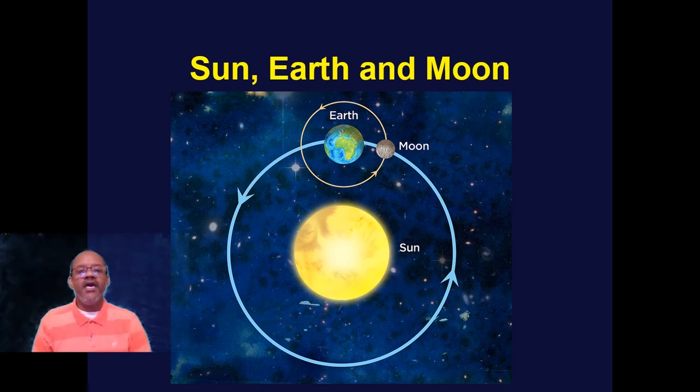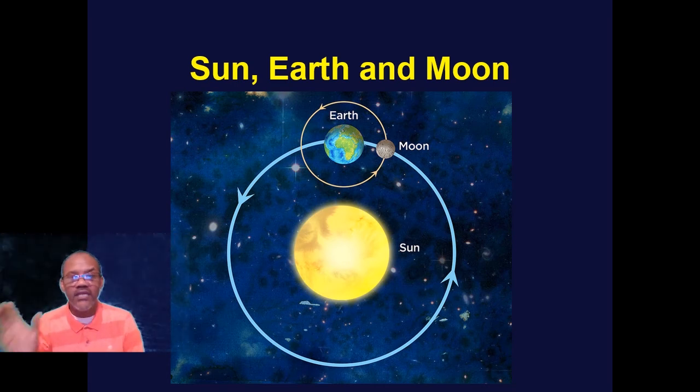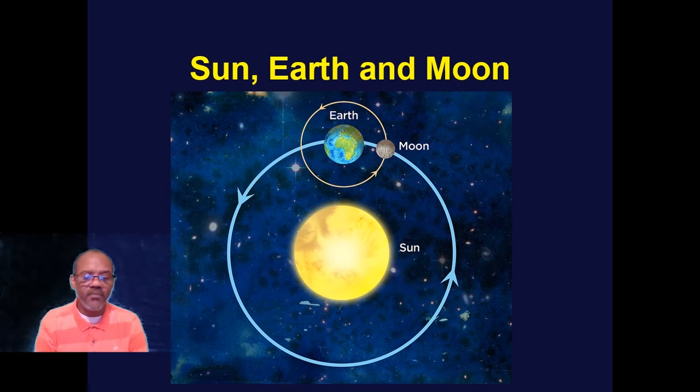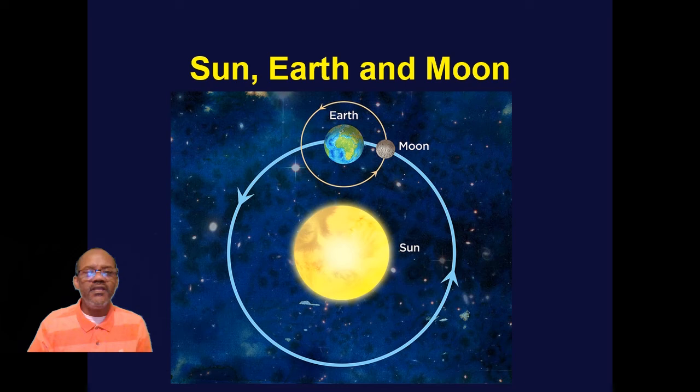Okay. Also, we have a moon that revolves around us. It's in our orbit. And the only reason we can see it is the sun is reflecting off the moon in whatever position it's in. Okay. That's what I have on the earth.